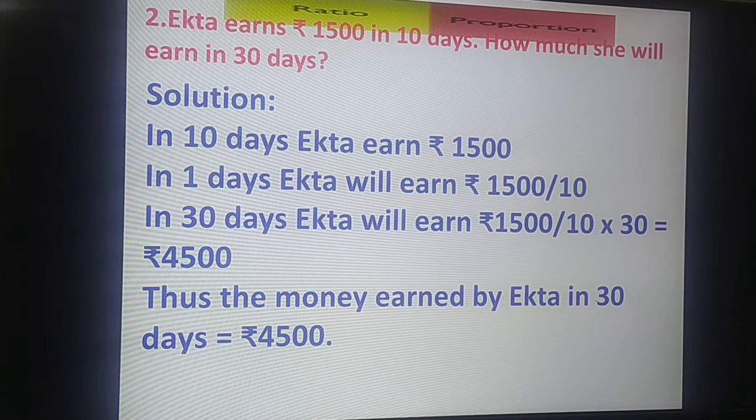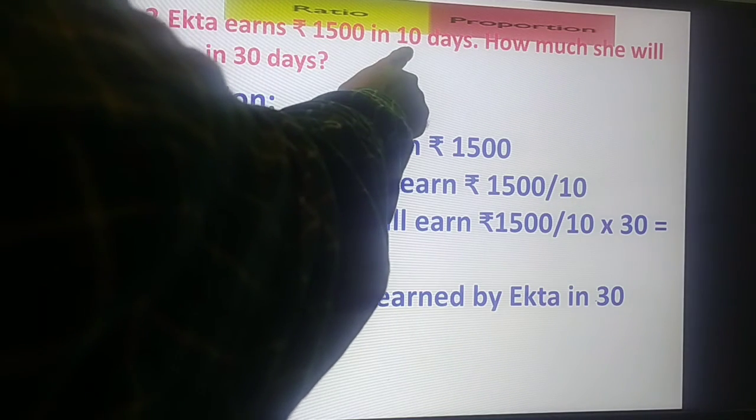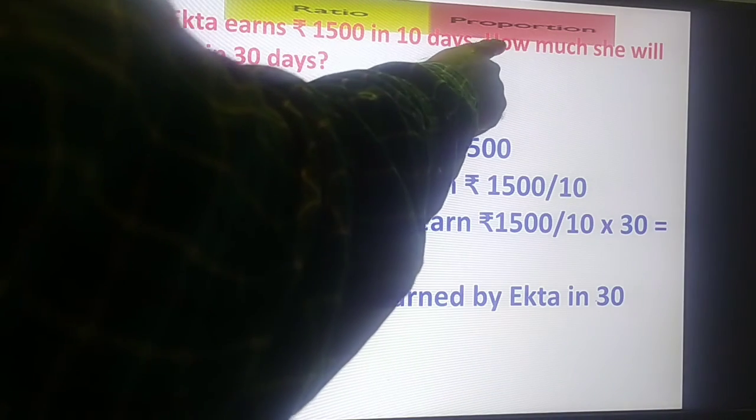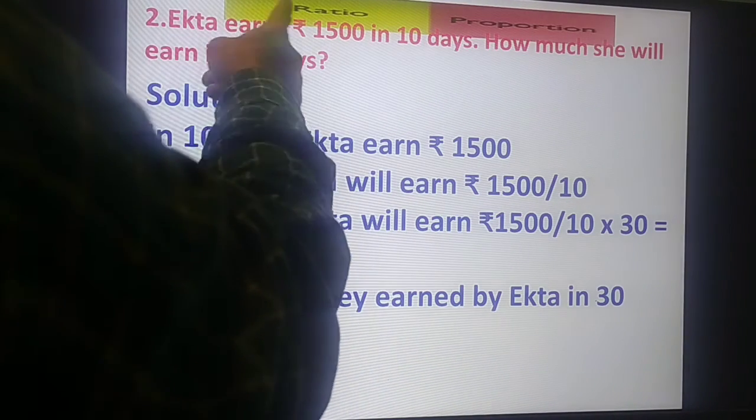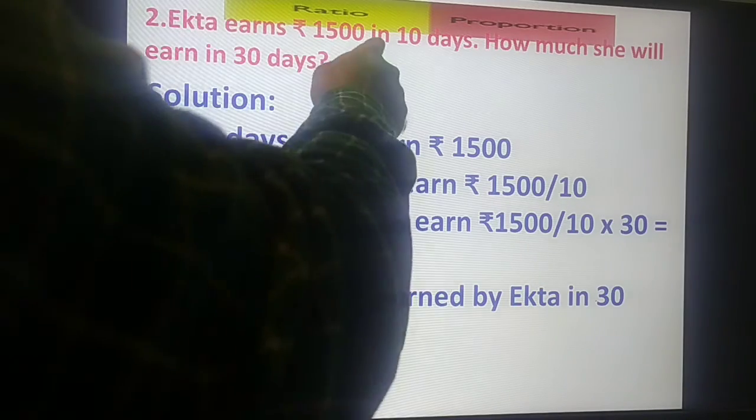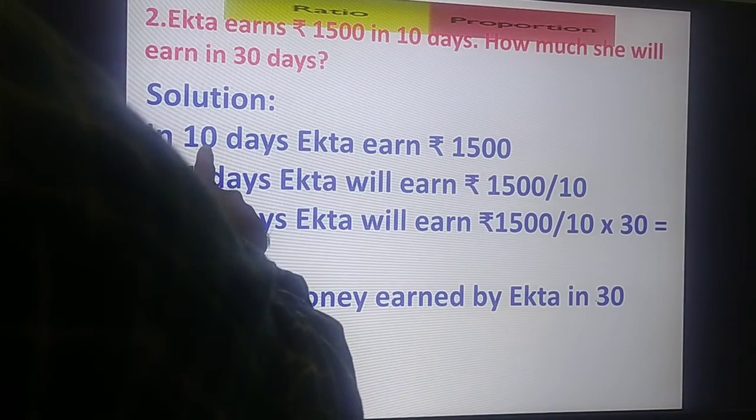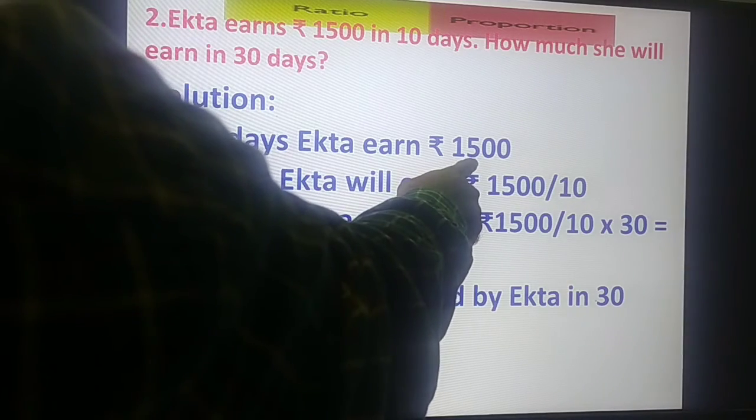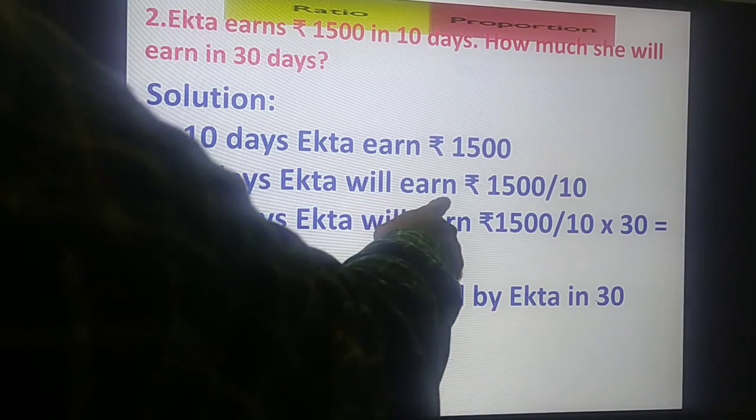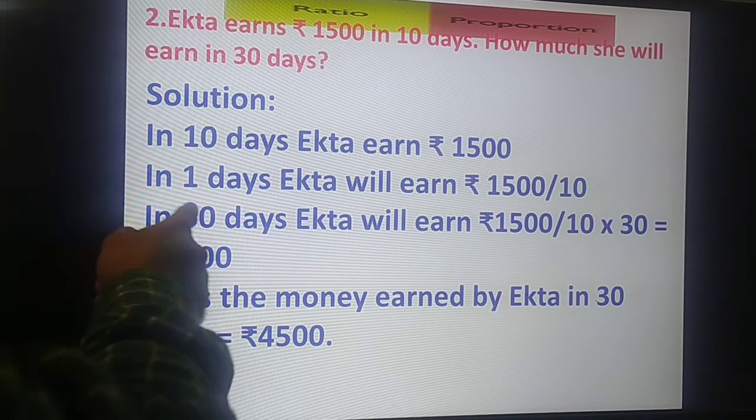Now let us take another problem of the unitary method. Again I am telling you, in the unitary method we have to find the value for the 1. Ekta earned 1500 rupees for 10 days. How much did she earn in 30 days? We cannot directly find it in the unitary method. First of all, we find Ekta's earning for the 1 day. Ekta's earning for 10 days is 1500, so her earning for 1 day is 1500 divided by 10, that is 150.